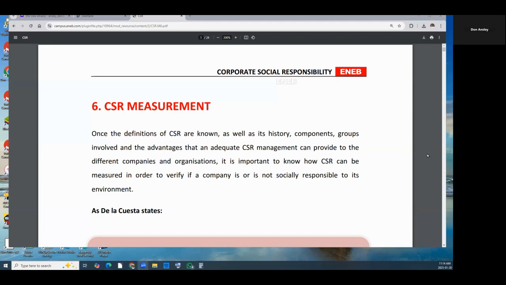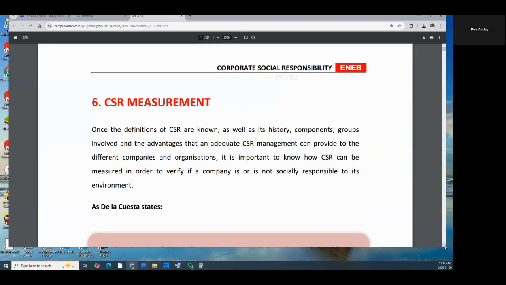Once again, the definitions of CSR are known, as well as its history, components, groups involved, and advantages that an adequate CSR management can provide to the different companies and organizations. It is important to know how CSR can be measured in order to verify if a company is or is not socially responsible to its environment.